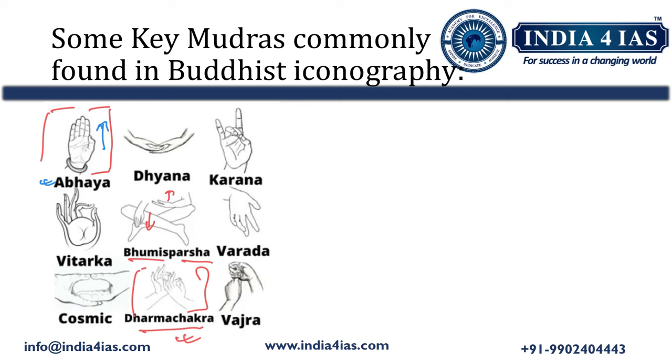So coming to the significance of Bhumi Sparsha Mudra. So this mudra represents the moment of the Buddha's enlightenment when he called upon the earth to witness his realization. It symbolizes the steadfastness and unshakable nature of the enlightenment. So the moment when Buddha achieved enlightenment, he called the Mother Earth to witness his realization. So this mudra represents the moment of enlightenment of the Buddha and the witnessing of this enlightenment by the Mother Earth. So the next mudra is Varada Mudra.